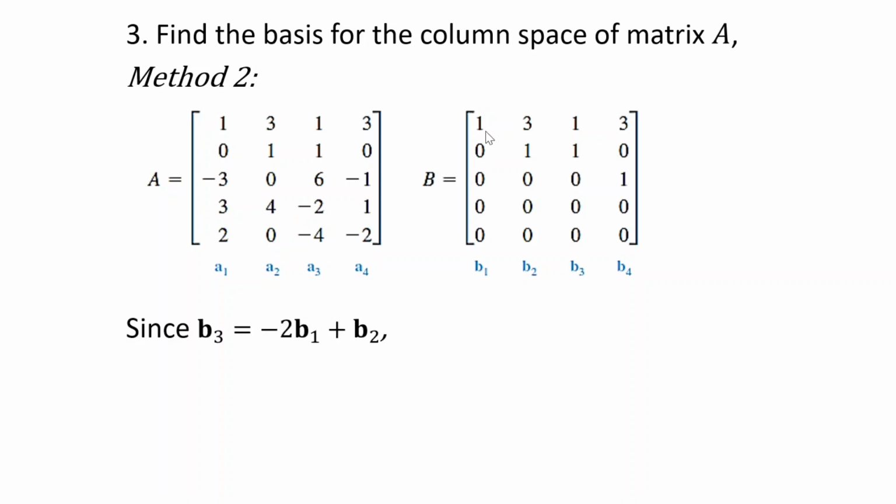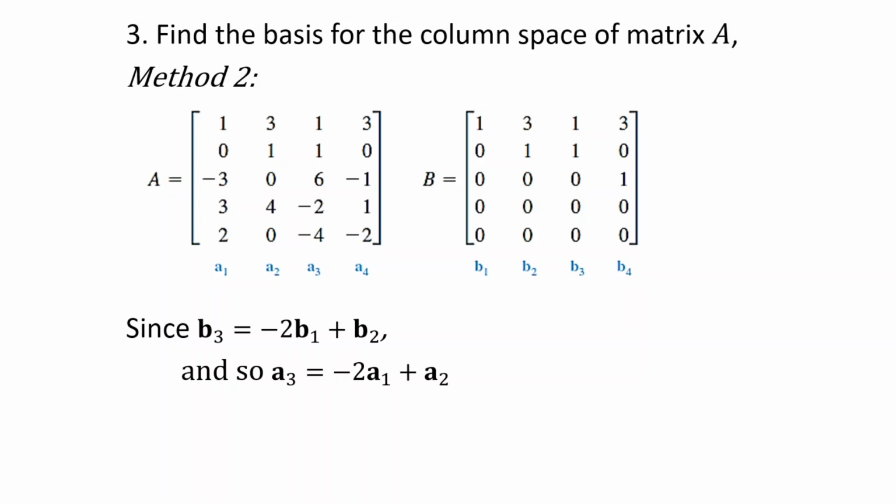Again, we multiply this by negative 2 plus this equals this 1. So B sub 3 is equal to negative 2 B sub 1 plus B sub 2. And so the corresponding vectors of A will also have this relationship. So we say that A sub 3 is equal to negative 2 of A sub 1 plus A sub 2.